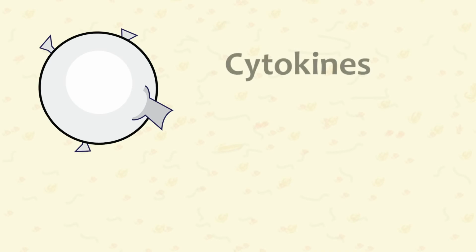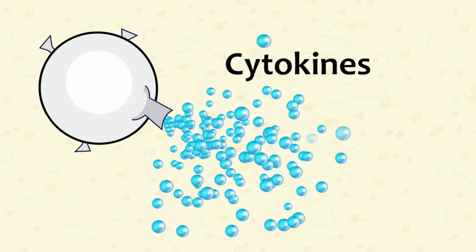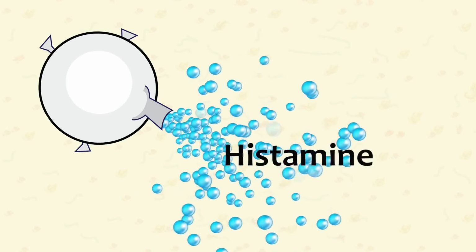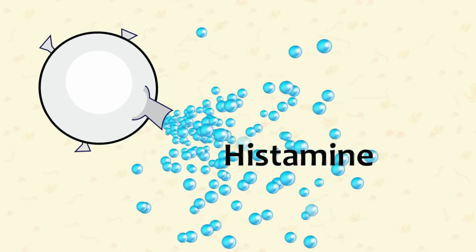Monocytes are also involved in the production of cytokine protein molecules, which carry signals between cells. There are many types of cytokines. One example tied to monocytes is histamine, which leads to an inflammatory response to an antigen.